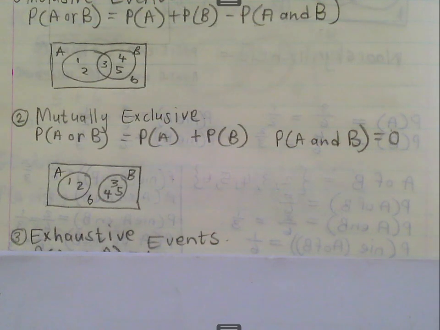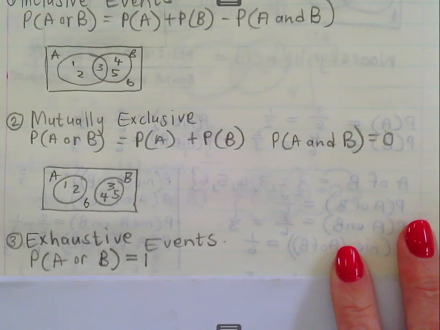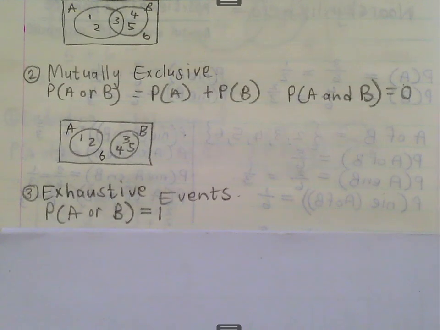Yes, that's correct. When all of them are in the circle. Okay, so we're going to say the probability of A or B is equal to 1. And you must remember, in probability, 1 is the same as 100%. And is the same as 1 over 1. That means all of them. Everyone.